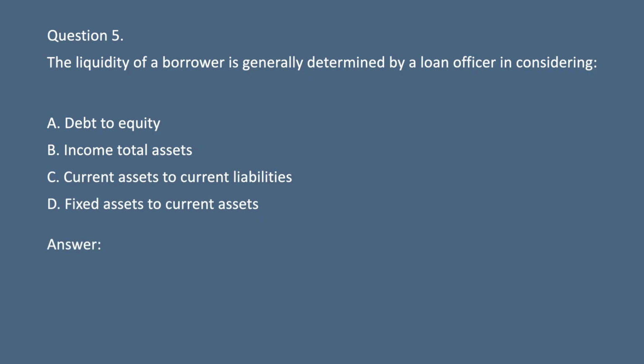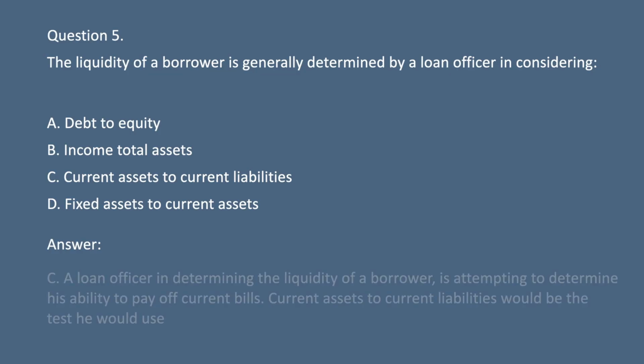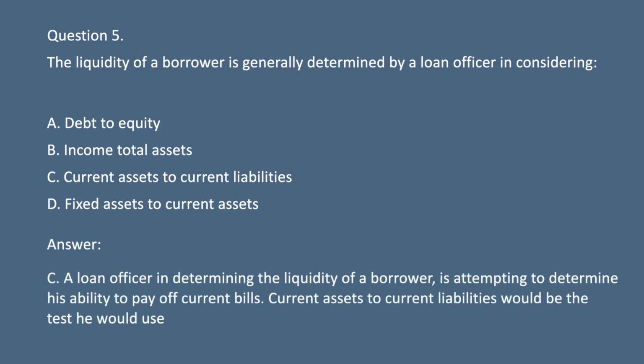Answer. C. A loan officer, in determining the liquidity of a borrower, is attempting to determine his ability to pay off current bills. Current assets to current liabilities would be the test he would use.